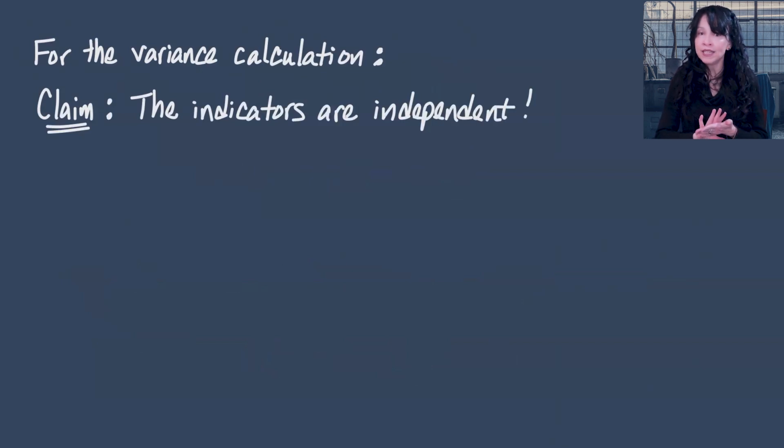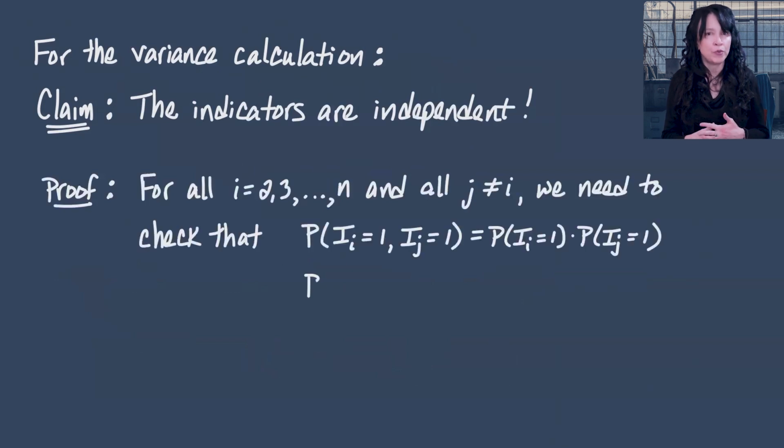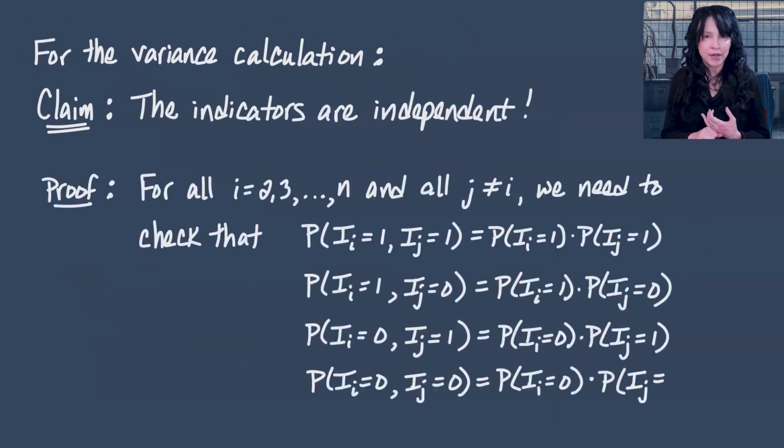Now, what this means is that for all i, and indicator I sub 1 is out of the picture. That's not even a random variable. So for all little i equaling 2, 3, up through n, and all j, index j, not equaling i, because an indicator is never going to be independent of itself. So I want to look at an indicator I sub i and I sub j, where those subscripts are different. We need to check that the joint probability that, say, I sub i is 1 and I sub j is 1 factors into the individual probabilities of that happening.